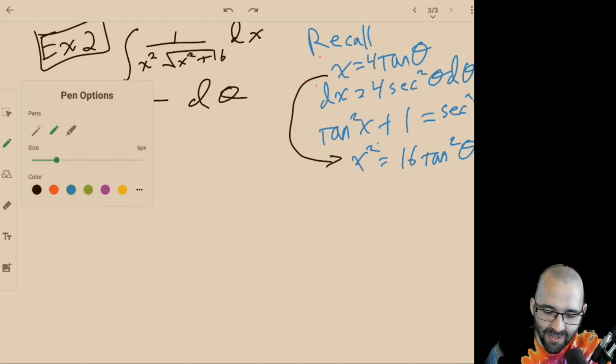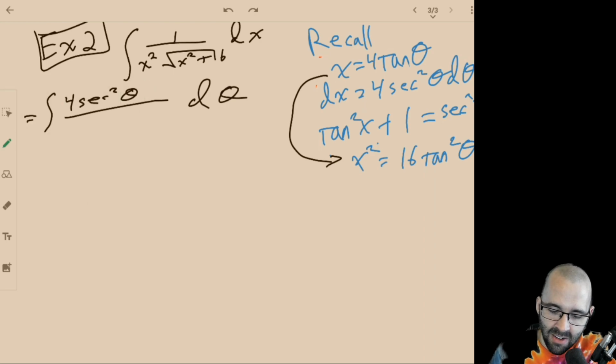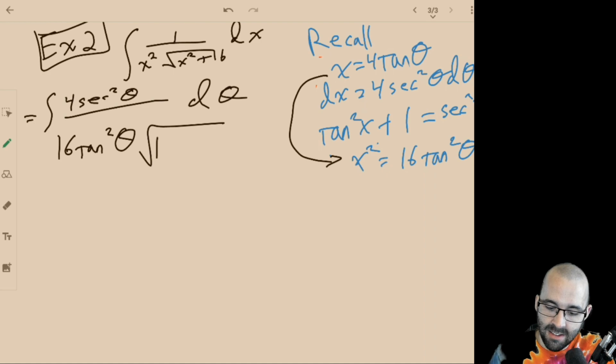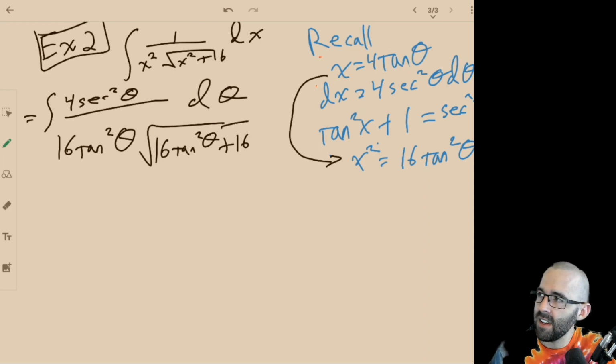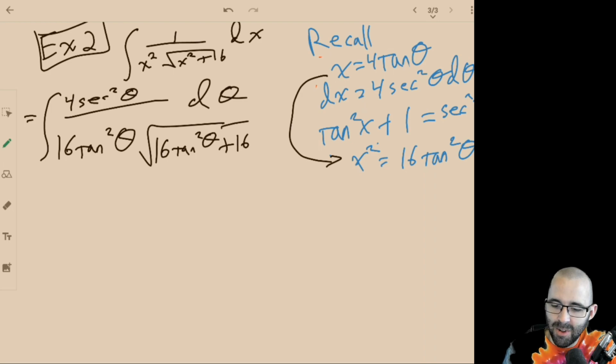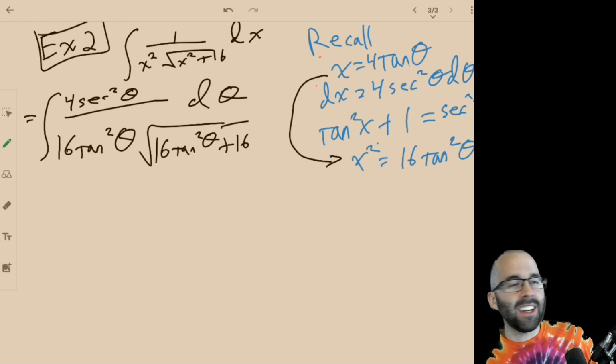So what do we got here? We got x squared, which we just found. That's 16 times tangent squared of theta, times the square root of x squared, which is still 16 tangent squared of theta. That hasn't changed. Plus 16. Okay? And that's our integral. Hold on, the integral sign got a little small. That's our integral.